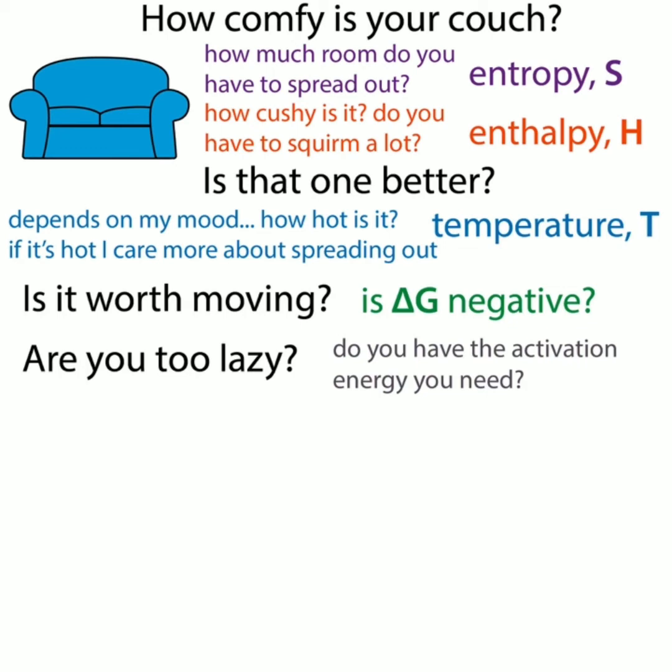If it's worth it, so if you're better off in the new couch, that means you have a negative free energy, a negative Gibbs free energy, a negative delta G. Delta is just that triangle thing, and it means it's changing. If you have a negative delta G, that means the reaction is what we call spontaneous, a favorable reaction. But just because it's favorable doesn't mean it's going to happen.